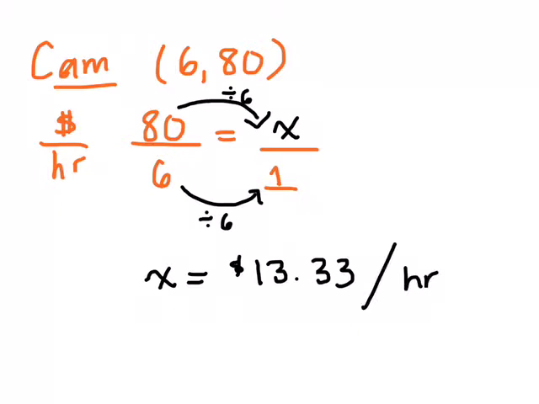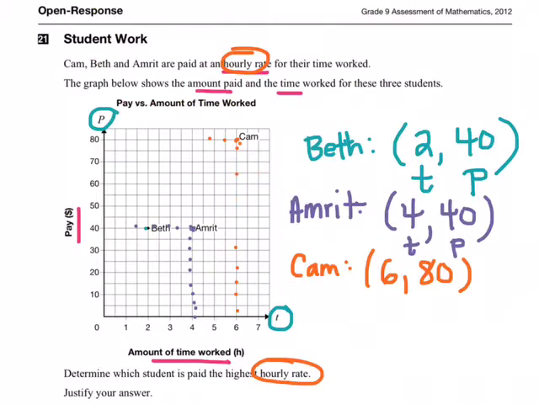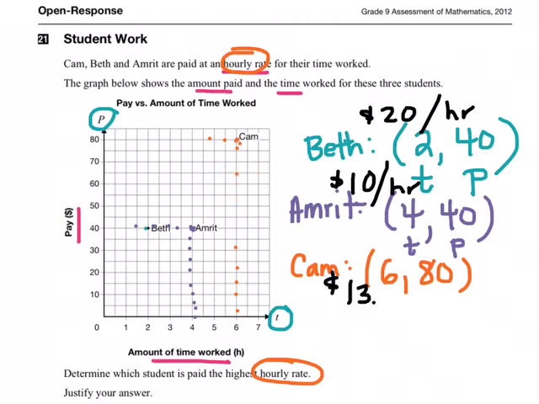So let's go back and compare the 3 rates of pay. We found that Beth makes $20 per hour, Emreet makes $10 per hour, and Cam makes around $13.33 per hour. Which student is paid the highest? Beth. As you can see, she makes $20 per hour. It's actually kind of deceiving when you look at the graph, because if you don't actually read the information, you might just say, oh, Cam's the highest, so he makes the most. But that's not actually the case in this question, because he worked longer hours, it ended up being less than what Beth made.